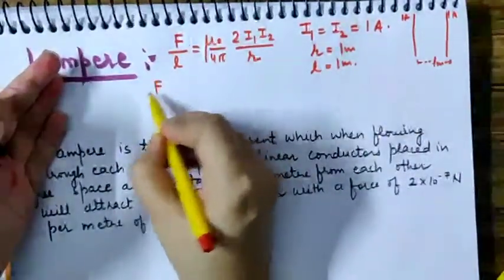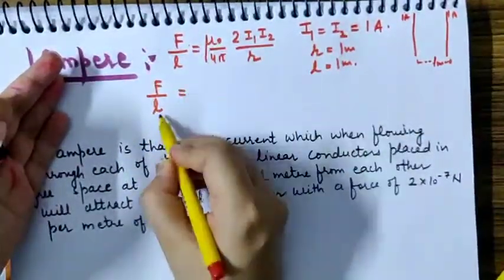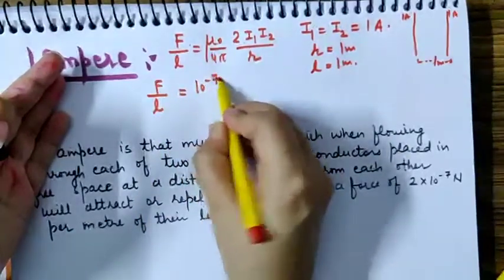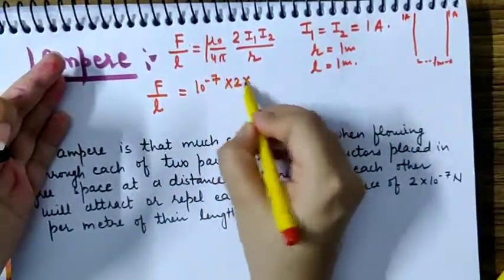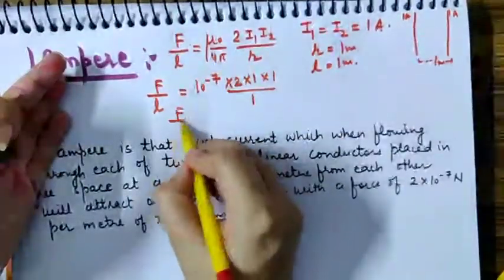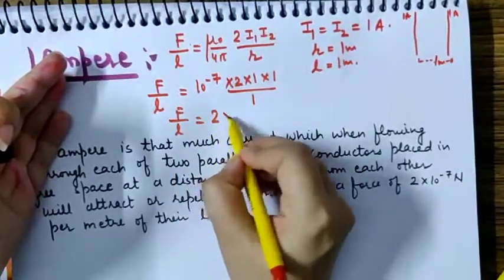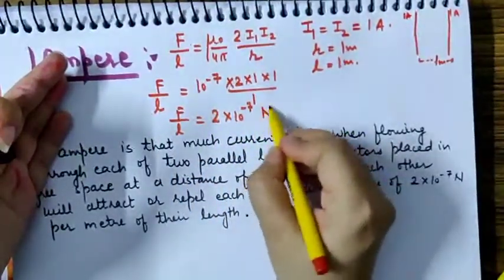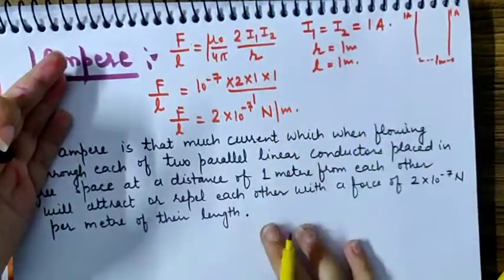Then what will be the force per unit length? I am not putting the value of L as 1 meter. The value will be 10 to the power minus 7 into 2 into 1 into 1 divided by 1. So the force per unit length will be equal to 2 into 10 to the power minus 7. The units will be Newton per meter.